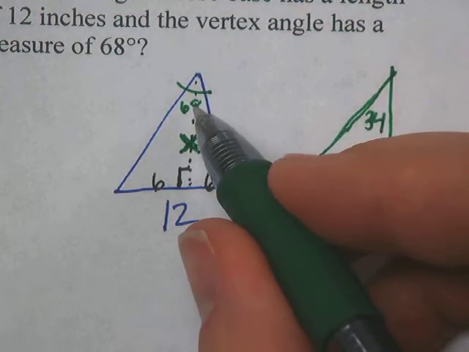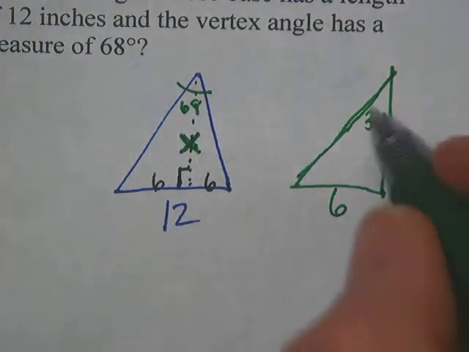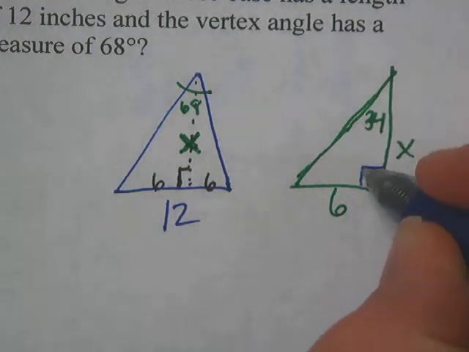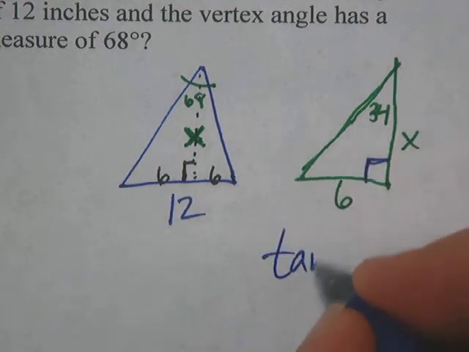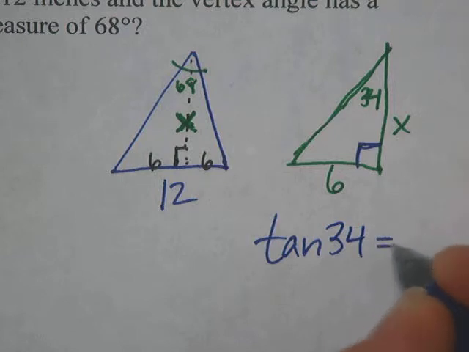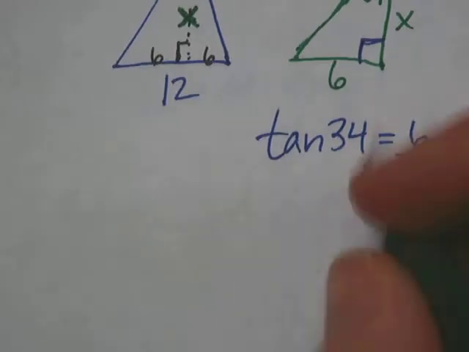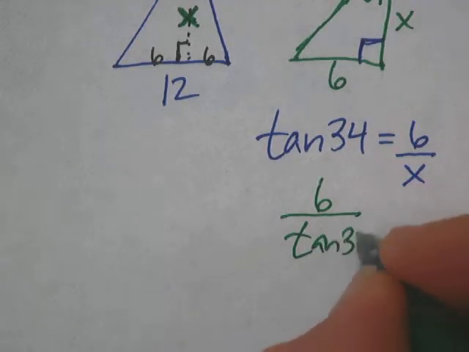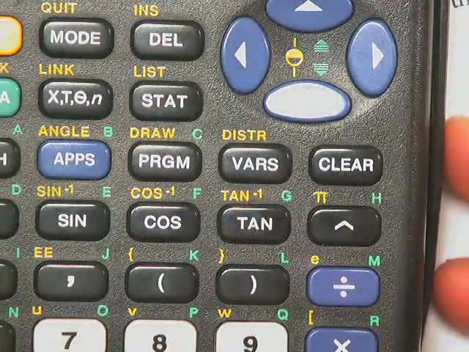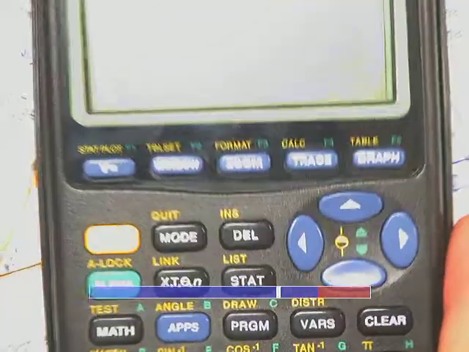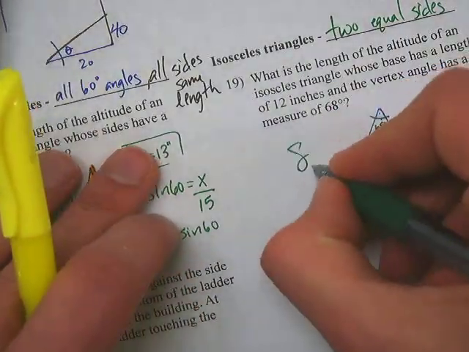The vertical line will cut the base in half, and it's going to create a right angle. So it wants to know what is this side here. What this is also doing, I'm going to redraw half of that, because this vertical line is also cutting the vertex in half. So this is 34 because 68 divided by 2 is 34. This is 6, and we want to know this side. So maybe that helps you visualize it a little bit easier where our trig ratio is going to come from.